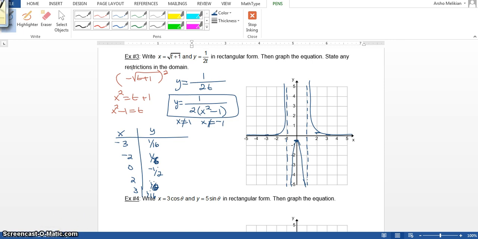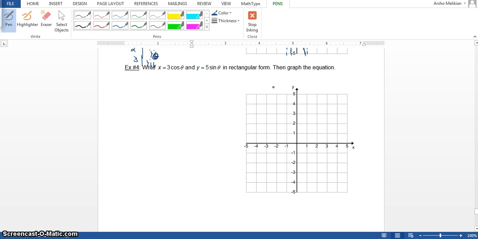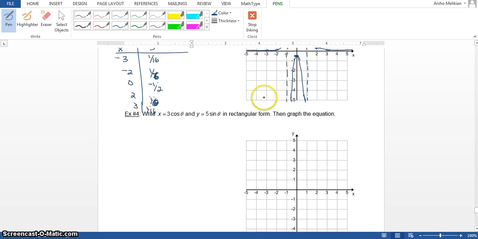Okay. Let's take a look at this problem. Can I graph it? It looks different. Try it again. Go back. It should look very much the same.